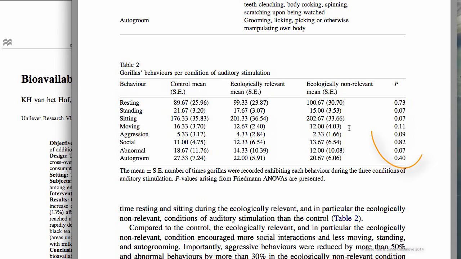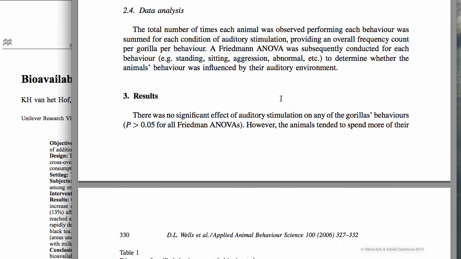We can see that none of the p-values are less than 0.05, so none of the results are significant in this particular study. Now let's look at the text. Notice that they start with the paragraph, not with the table. First, they explain the main result. Notice that there are no significant results. This is not really surprising since there's only 6 gorillas. But they can still explain the interesting trends in the data.